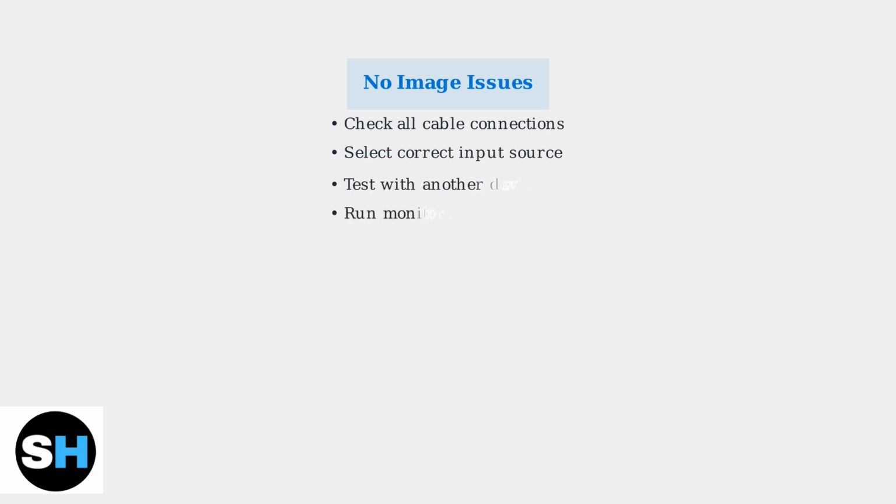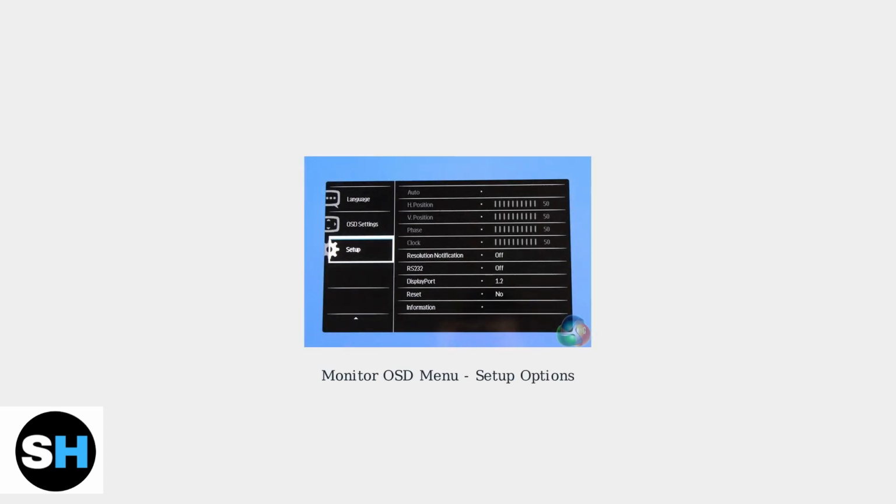Now let's address common issues you might encounter and how to resolve them quickly. If you're experiencing no image on your monitor, first ensure all cables are securely connected and verify you've selected the correct input source on your monitor's menu. Use your monitor's on-screen display menu to select the correct input source. Navigate to the setup options where you can configure DisplayPort settings and other display parameters.